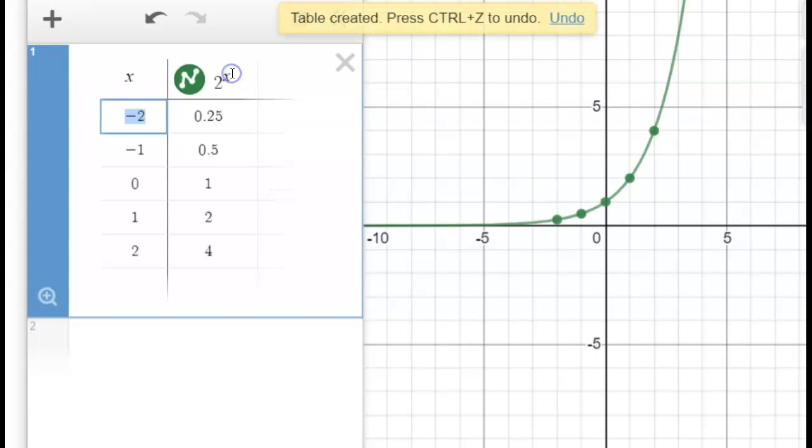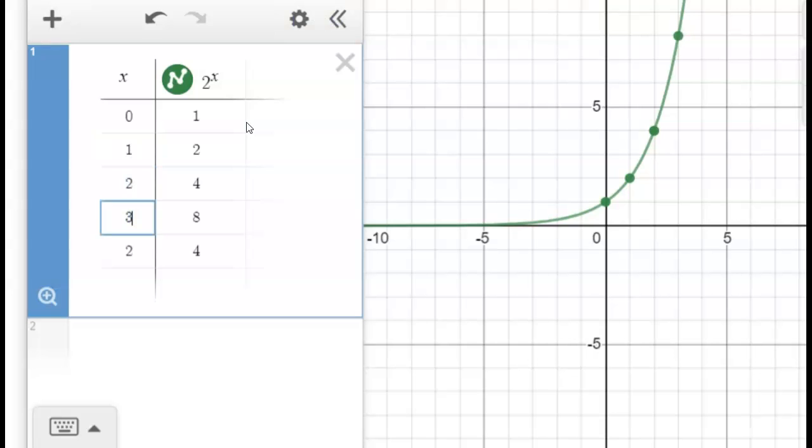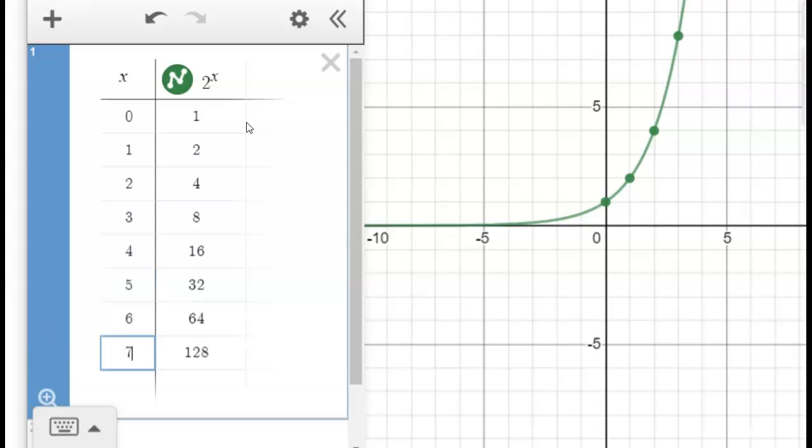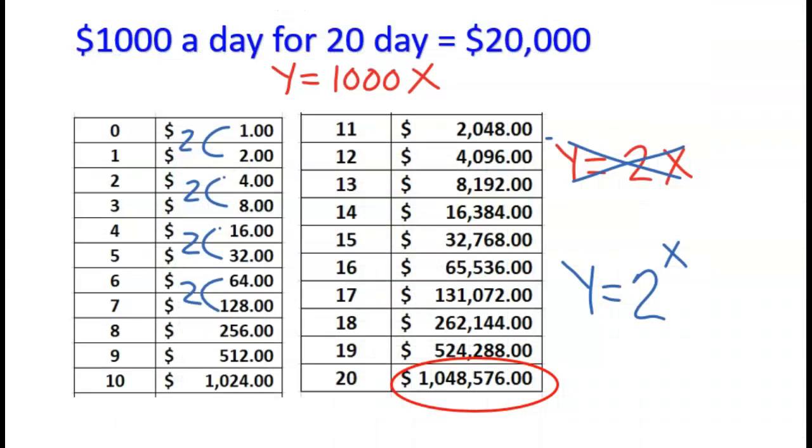But I want to look at the table. Starting with 0, 1, 2, 3, 4, 5. Is this the table I had up there on the other screen? Let's check it out. 2, 4, 8, 16, 32, 64. This is the table. This is the equation that matches the table. This is called exponential because x over here, x is the exponent.